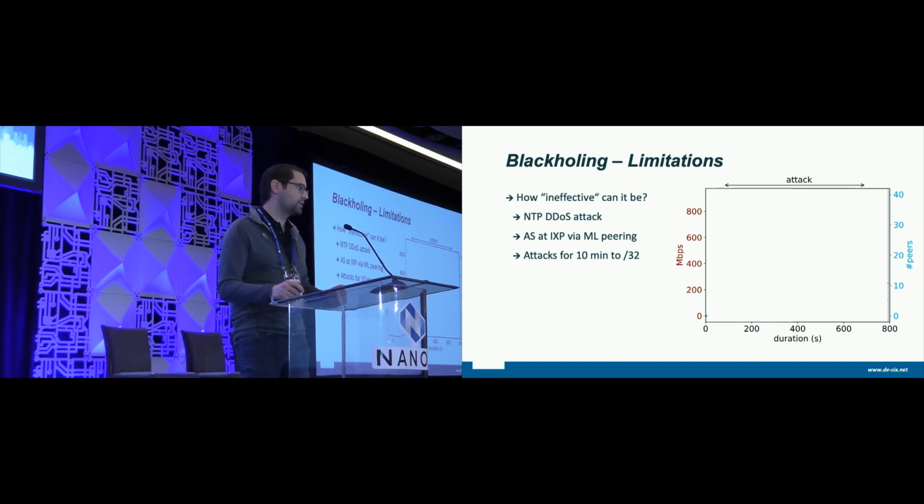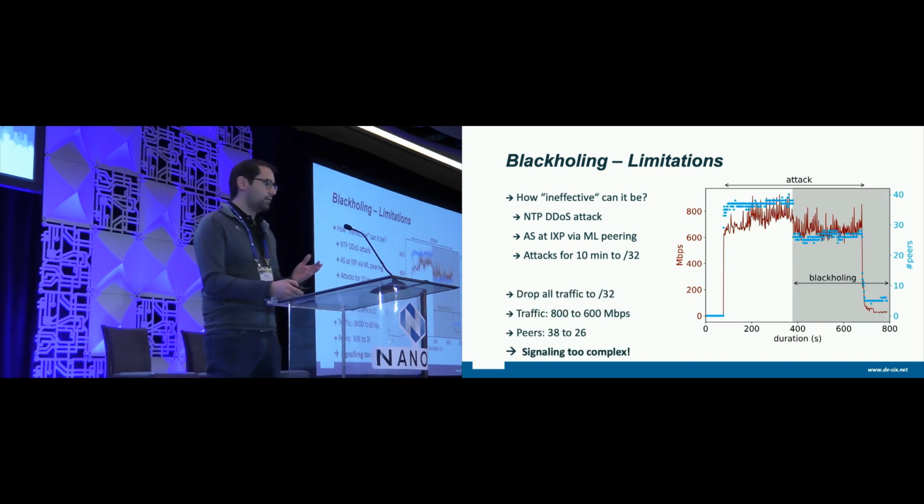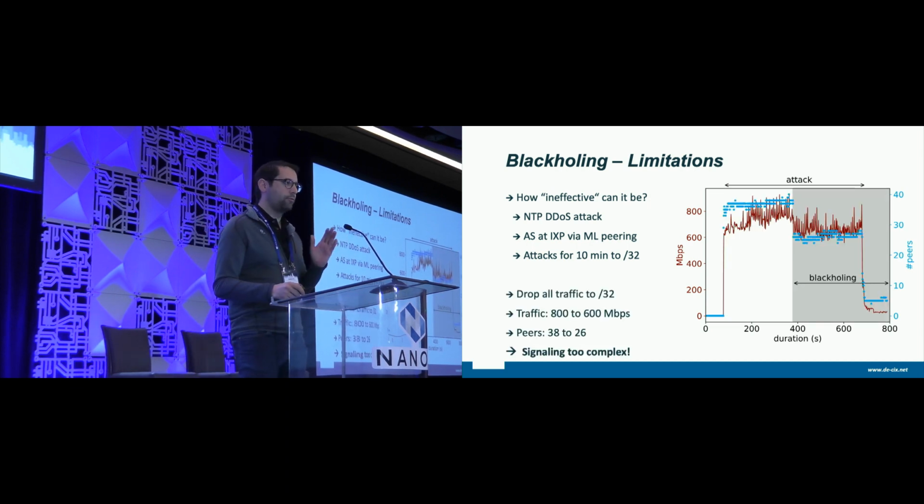We ran it for 10 minutes, and it was an NTP attack. And we just did it over the multilateral peering at the IXP. So no bilateral peering, just a multilateral peering at the IXP route server. And a 10-minute attack to a /32 prefix. And then, after half of the attack, we activated blackholing.